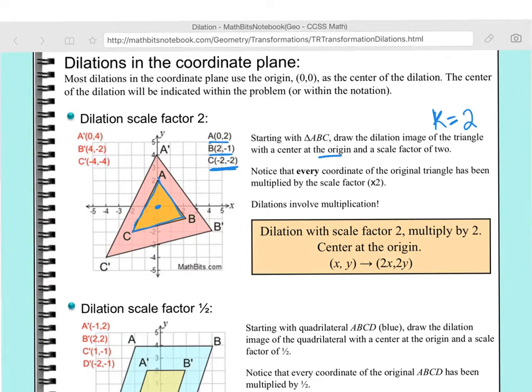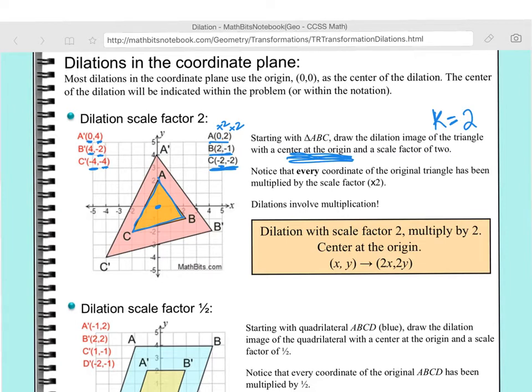Notice that every coordinate of the original triangle has been multiplied by the scale factor 2. So to get the image, we're going to take the coordinate and multiply it by 2. So A prime will be 0 times 2, which is 0, and 2 times 2, which is 4. B prime will be 2 times 2, which is 4, and -1 times 2, which is -2. And C prime will be -2 times 2, which gives us -4, and 2 times 2, which gives us 4. So dilations involve multiplication. Once you have to do a dilation with the center at the origin, all you do is multiply each point by the scale factor.